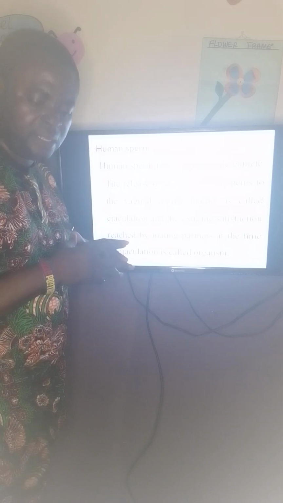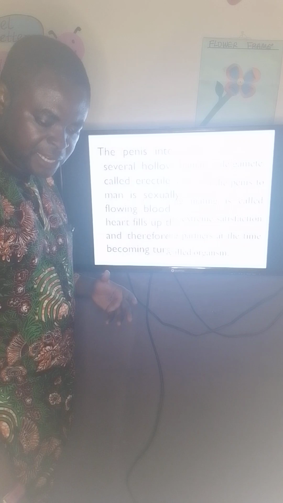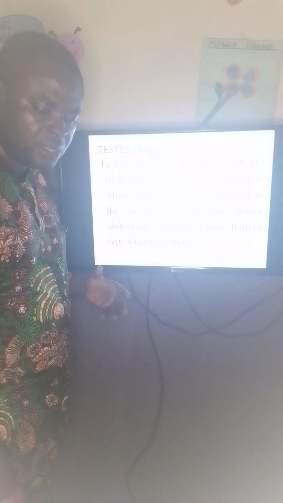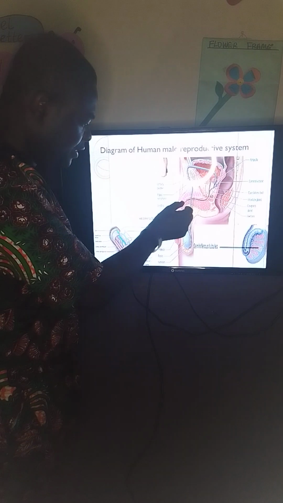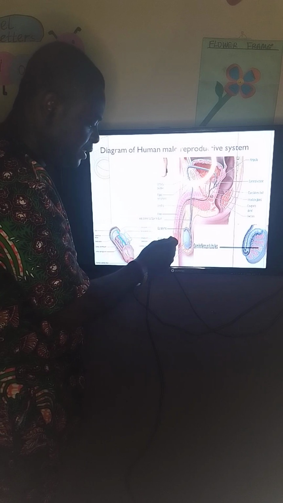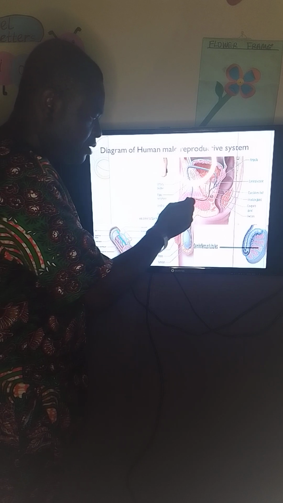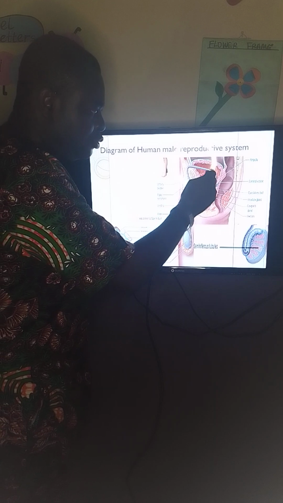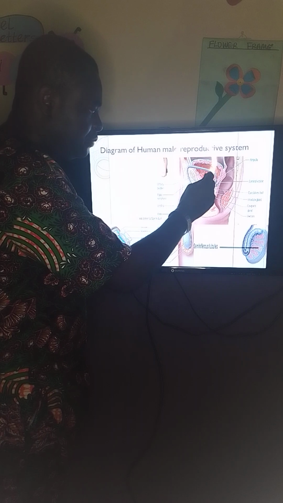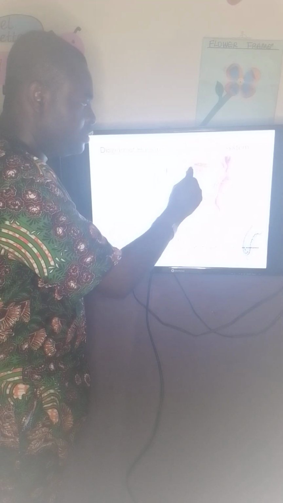Then, let's look at the picture that explains the whole of what we are talking about here. Look at this. This is the penis. This is the urethra. This is the glans penis. This is the prepuce. Now, you will see here, this is the urethra. What is the urinogenital? The urethra is joined to the urinary bladder. This is the urinary bladder that stores your urine. And it is also joined to the sperm ducts. So that is why it is urinogenital.